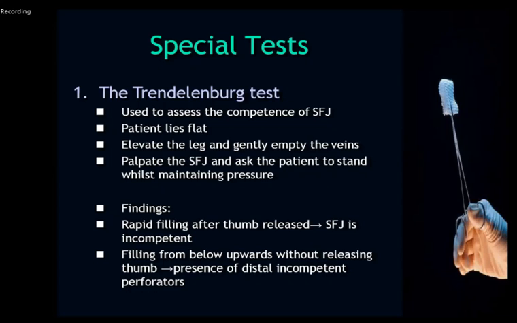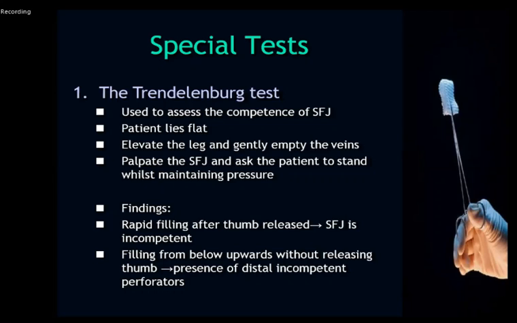So one is the Trendelenburg test, where with the thumb we press the saphenofemoral junction, and the other one, where we replace the thumb with a tourniquet, is called the tourniquet test. When we release the thumb, there will be rapid filling of the veins, which shows that the saphenofemoral junction is incompetent. And if there is filling from below upward without releasing the thumb, then there is presence of distal incompetent perforators.